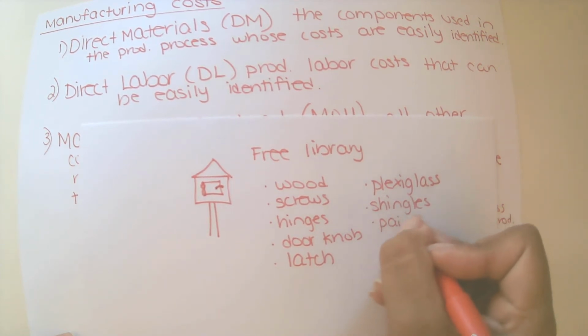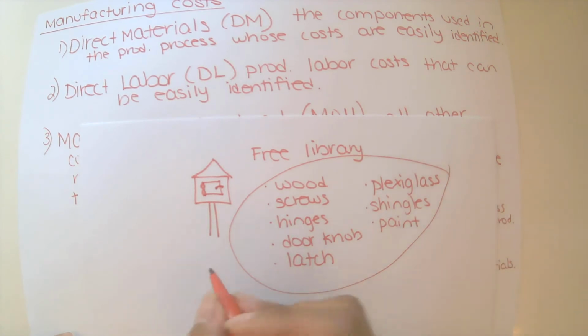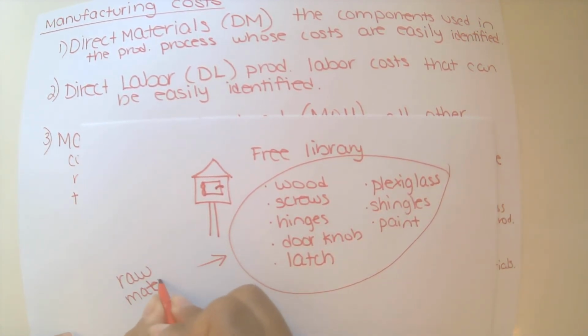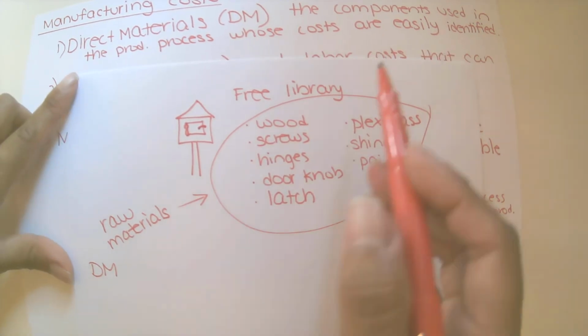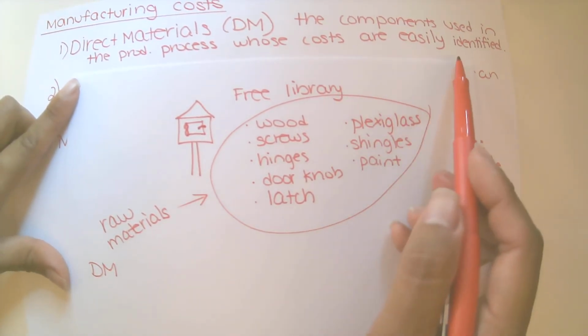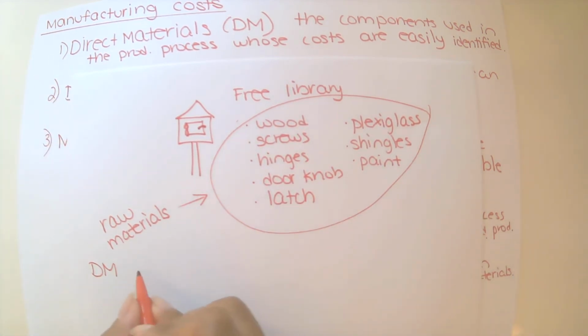We wanted to paint it and make it look pretty. Okay, so all of these items, that's an example of raw materials. Now, just because it's a raw material doesn't mean that it's a direct material, okay? For it to be a direct material, it has to be easily traceable, easily identified to the final product. So my DM, I would say for this project, would be wood, maybe paint, shingles.